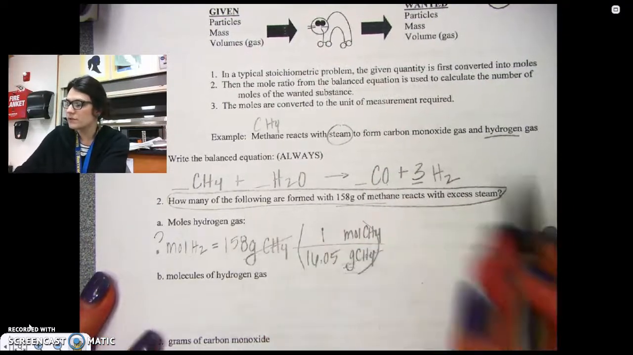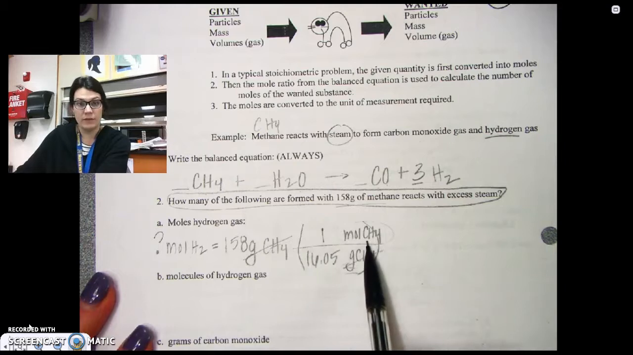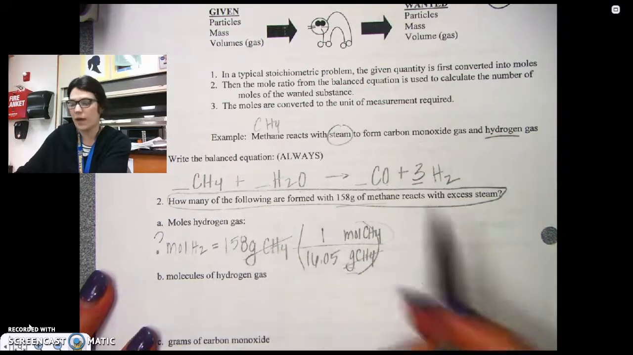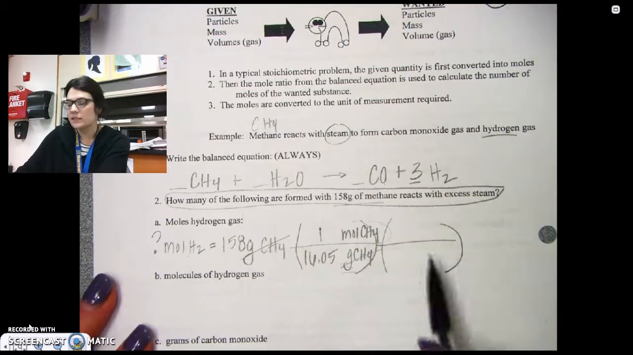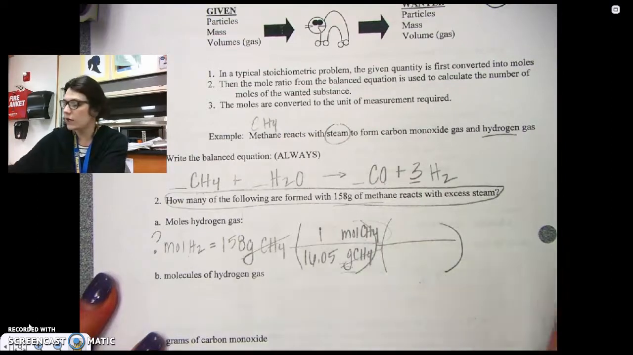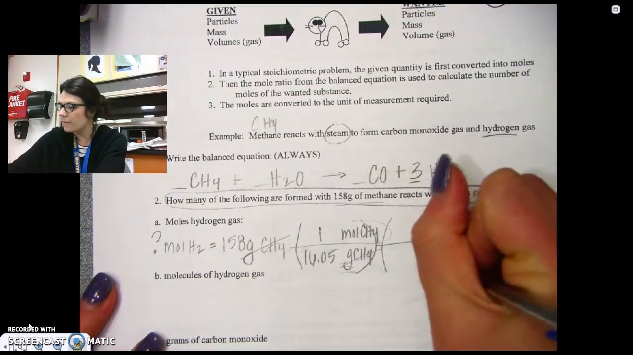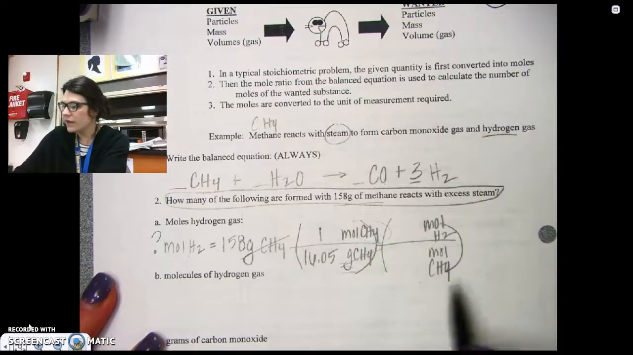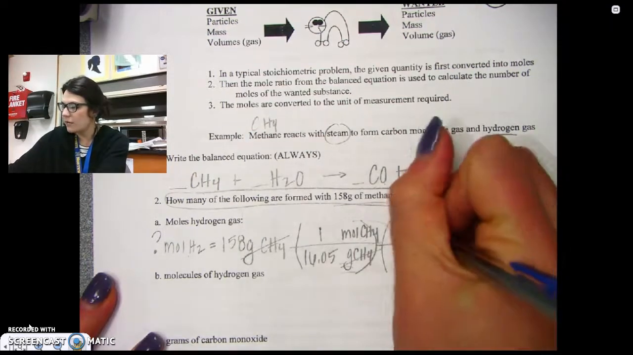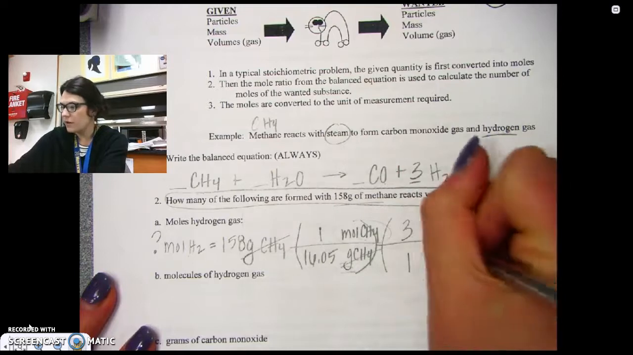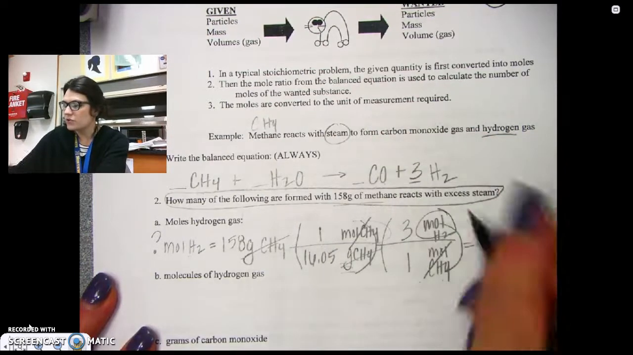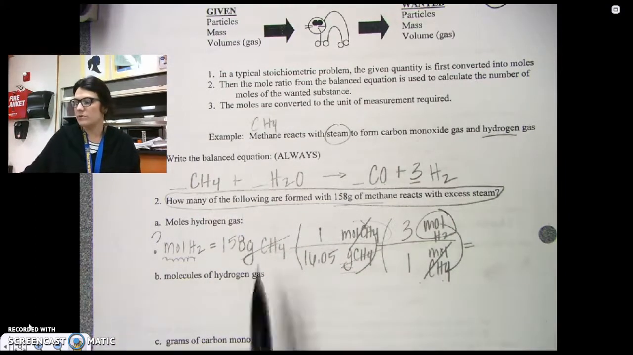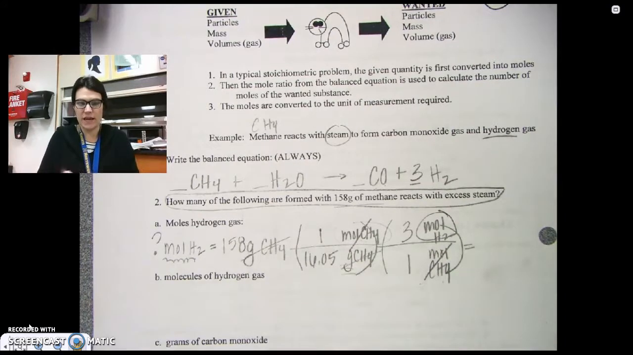So grams cancels. Now, that I'm in moles, I can use my balanced chemical equation to move from 1 mole to the other, okay? So I'm going to set up another conversion. This time I need to cancel moles of CH4. So moles of CH4 will go on the bottom. I want moles of H2, so that goes in the top. And for every 1 mole of CH4, I will have 3 moles of H2. Moles of CH4 cancels. Do I have the unit that I want? The answer is yes. Now I can do this math. So I'm going to do 158 times 1, which is 158. So let me do this.